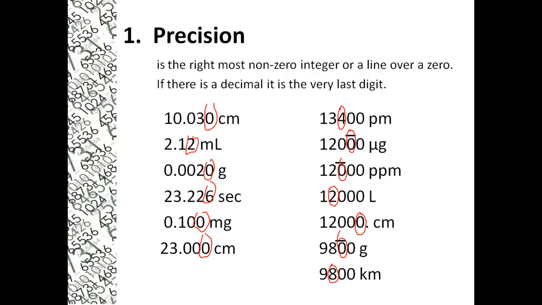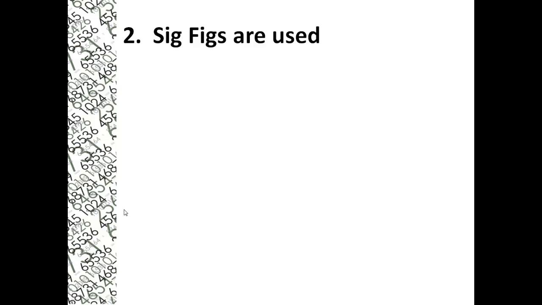So that was precision. Okay, if you're given a number, you know how good the tool was based on that method right there. So if there's a decimal, it's the very last digit. If there's not a decimal, it's the rightmost integer, or if it's got a line over the top of it. All right. So now sig figs.